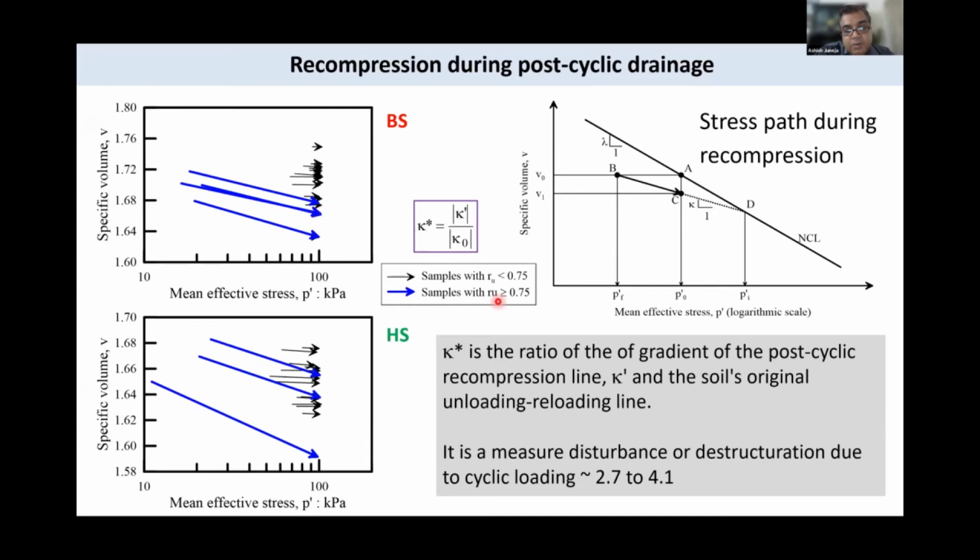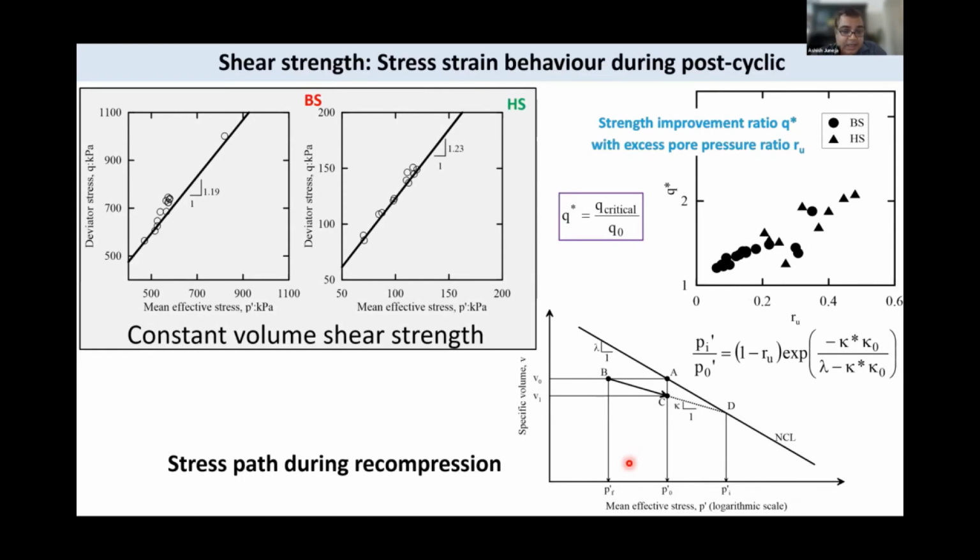But with RU more than 0.75, we see a change in the slope of the unloading-reloading line, meaning the structure of the soil is changed when your pore pressure response is high. And in fact, just to give you some idea, these numbers can vary anything from 2 to 4. So the gradient of your unloading-reloading line is large.